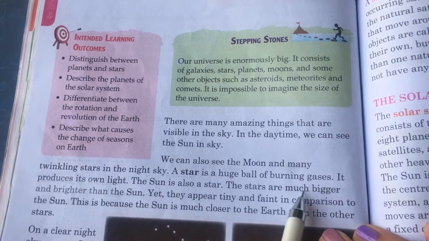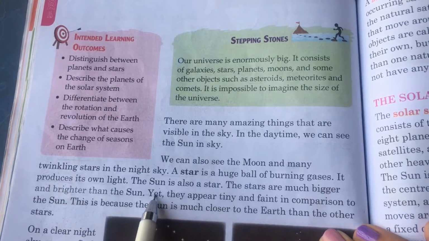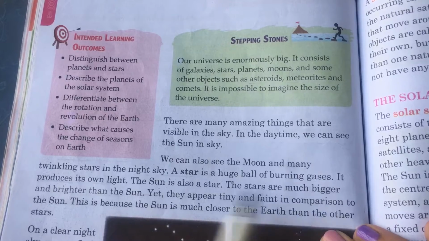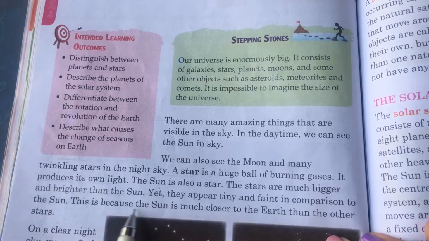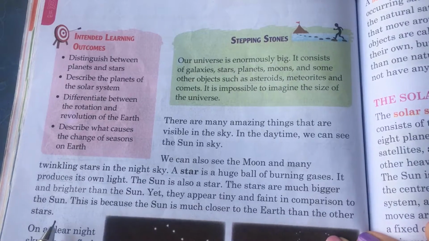The stars are much bigger and brighter than the sun, yet they appear tiny and faint in comparison to the sun. This is because the sun is much closer to the earth than other stars.